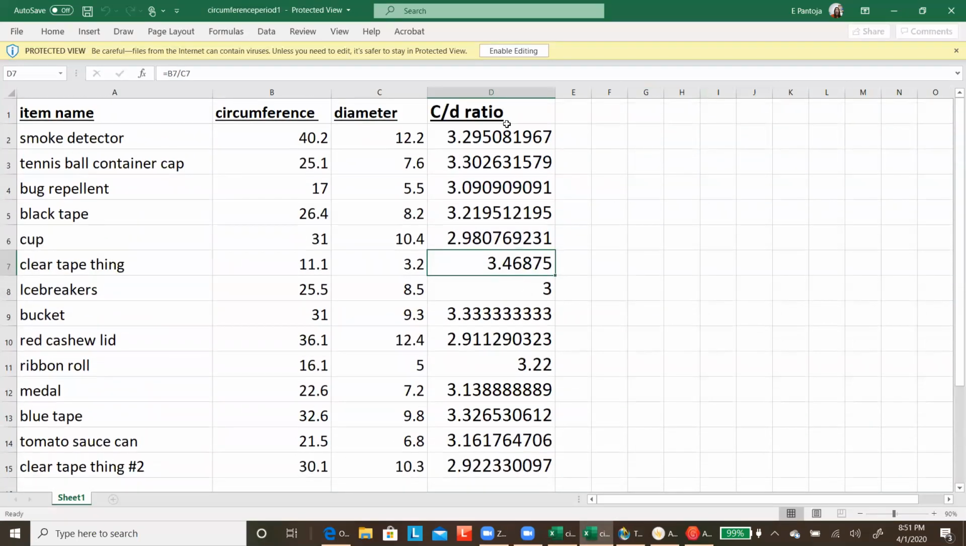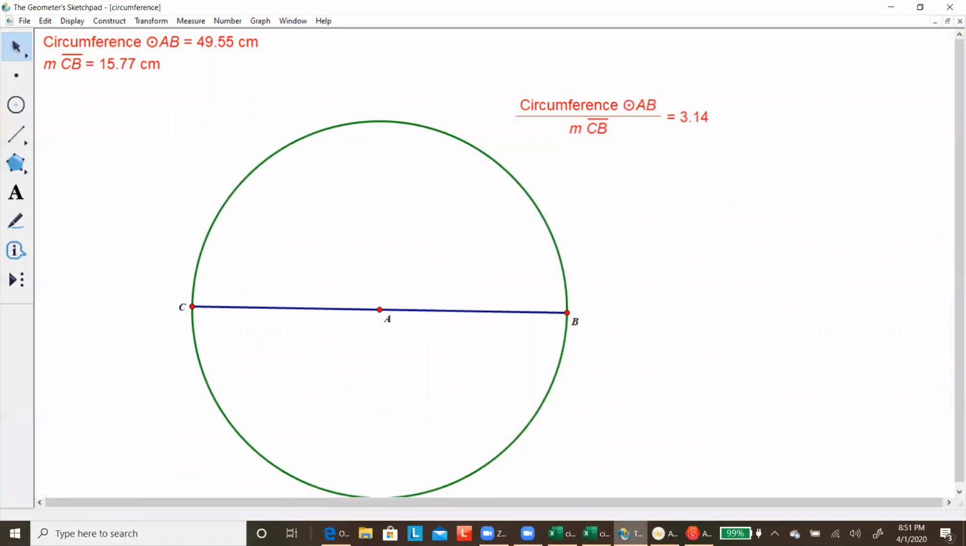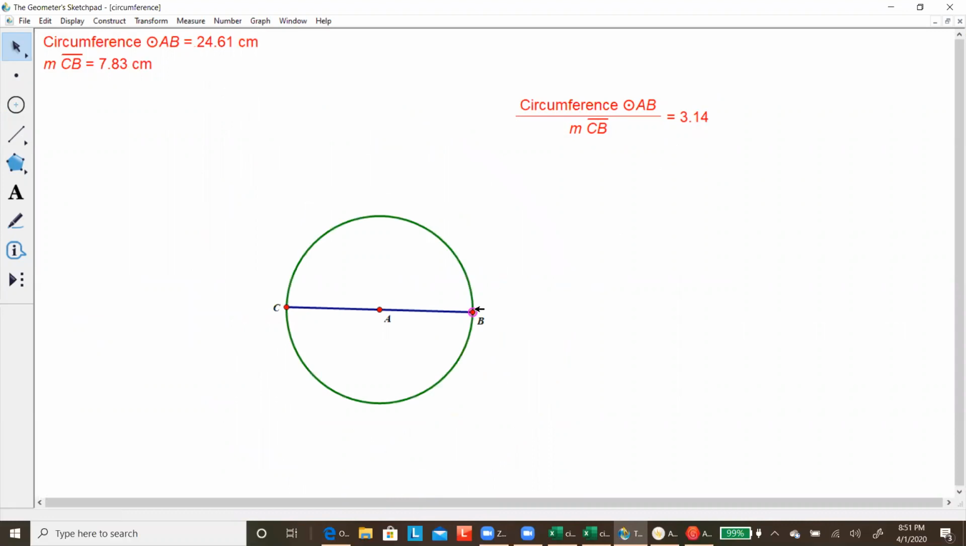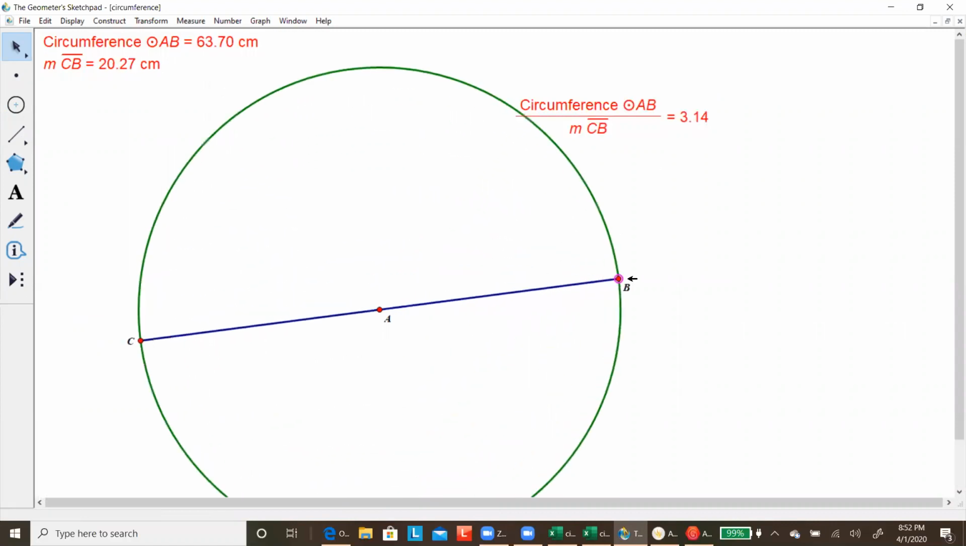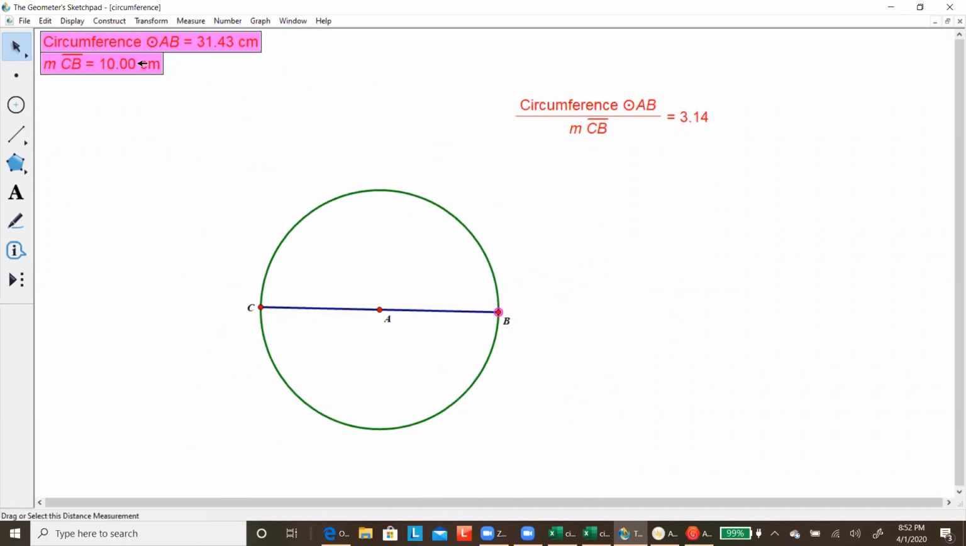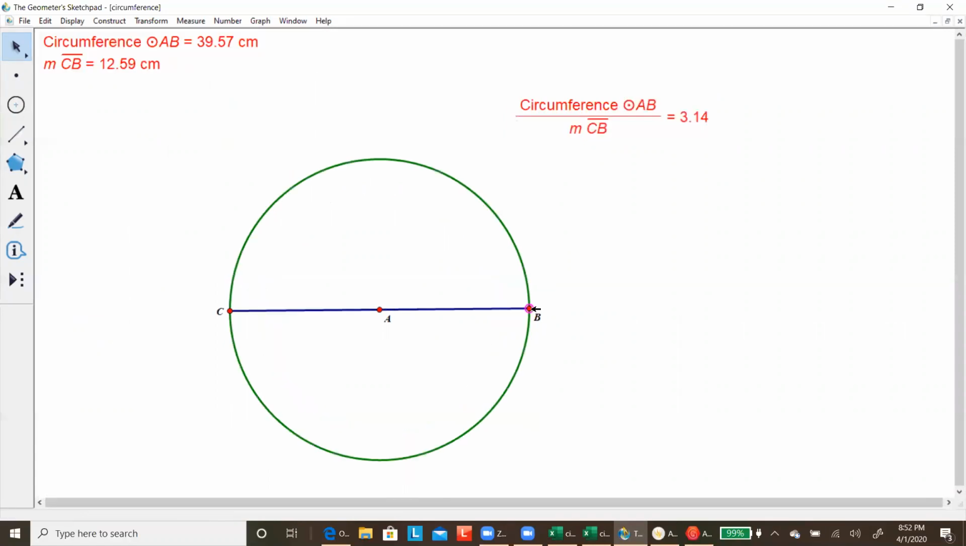Okay, now it just so happens that I have something here on Sketchpad, and I have a circle. I calculated its circumference here, 49.55, and then its diameter here, and here's the ratio. Notice that I have this number, again, close to 3. If the circle gets smaller, the numbers change, but the ratio does not change. If the circle gets bigger, again, the numbers change, but the ratio does not change. Okay, so this number, I'm sure you've seen it before, it kept occurring so many times. When you divided the circumference by the diameter, we kept getting close to 3.